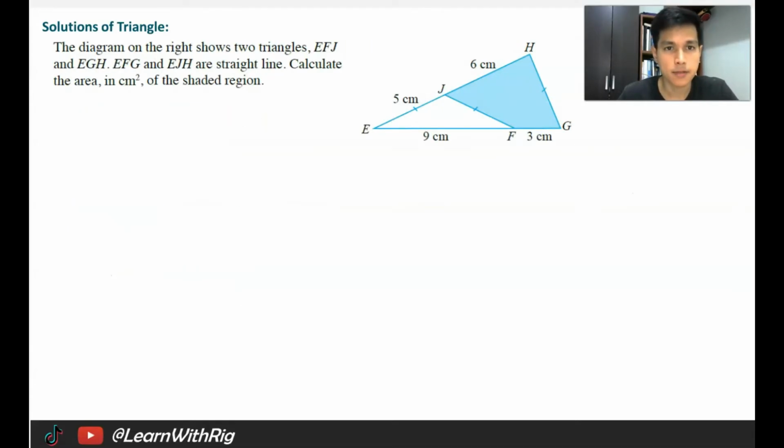Next, the diagram on the right shows two triangles EFJ, EGH. EFG and EJH are straight lines. Calculate the area of the shaded region. So in this case, they want you to find this area, correct? But this is not a triangle, so you cannot just find the area directly. You have to first find the big triangle minus the baby one, the small triangle. So we're going to do that.